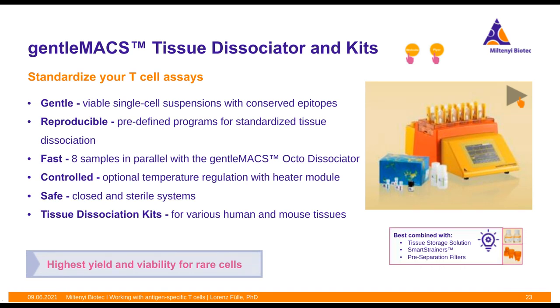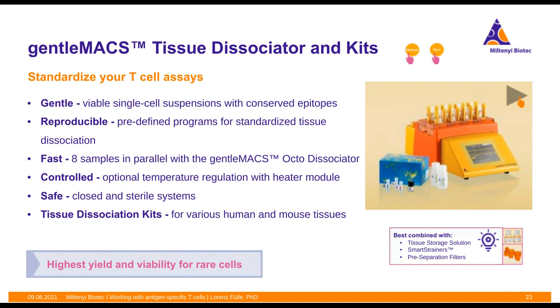dissociation. And also with the GentleMACS Octo Dissociator, you are able to work very fast. So you can process up to 8 samples in parallel. And it also includes a heater module, which allows you to perfectly tune the temperature during tissue dissociation. And finally, with these sterile and closed tubes, you and your sample are completely safe during the dissociation process.